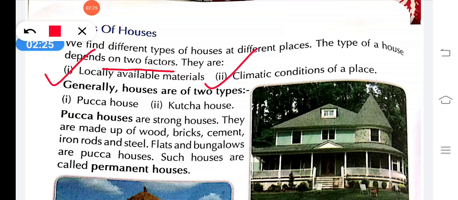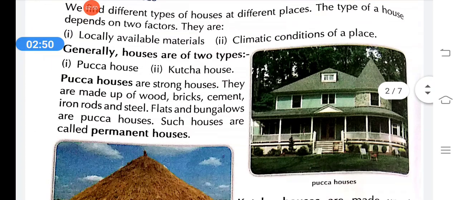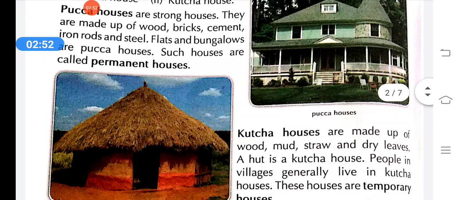So what are the two factors? Locally available materials and climatic conditions of a place. When we build our houses, we have to keep in mind these two factors. Okay? Now, generally, houses are of two types. We can see generally two types of houses. What are they? They are Pakka house and Kacha house.